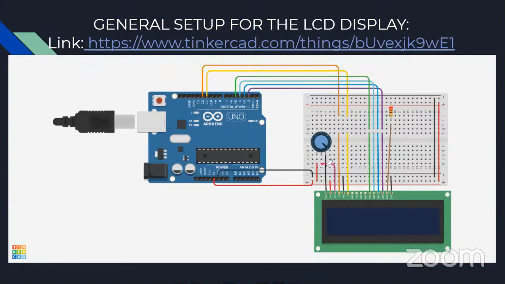What happens is, contrast controls the brightness and everything for a display. So by varying the potentiometer, varying the resistance, we can change the contrast of the LCD display. That is the contrast pin.